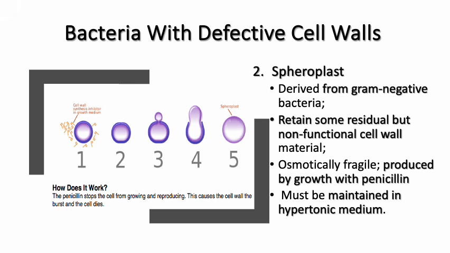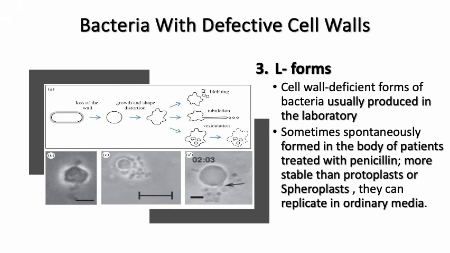Okay? So they retain some residual but non-functional cell wall material, and osmotically they are fragile. They are produced by growing gram-negative bacteria in culture media containing penicillin, a type of antibiotic. So they must be maintained in hypertonic medium, same as the previous form, your protoplast. Now, the last form would be the L forms.